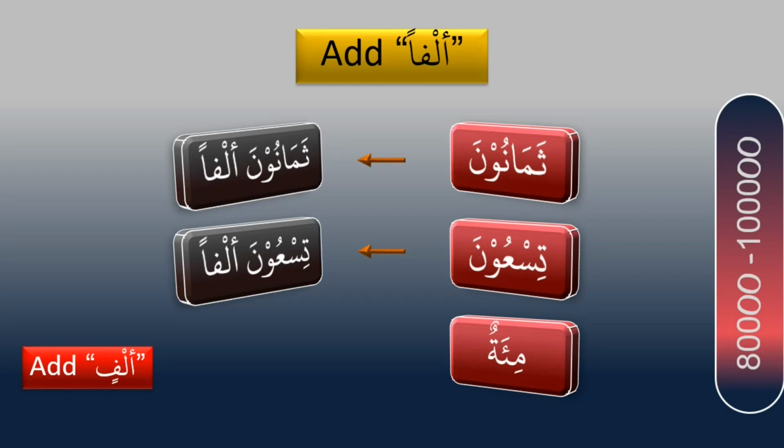Similarly, if I add alf at the end of mi'a, I will get mi'atu alfin. Now there is a very slight change in the use of alf with mi'a. Mi'atun is 100. I add alfin at the end, so I got mi'atu alfin. So this is the change while using alf with mi'a. So mi'a 100, mi'atu alfin 100,000.